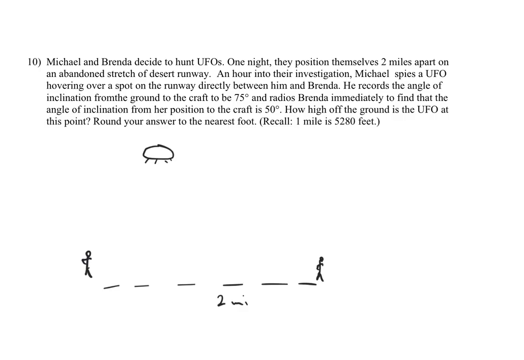So we have some UFO here. He's looking up. That's a 75-degree angle. Brenda is radioed, and she sees that the angle of inclination from her position is 50 degrees. So this is 75 degrees. This is 50 degrees. How high off the ground is the UFO at this point? To the nearest foot. So what they're asking is, what's this height right there?